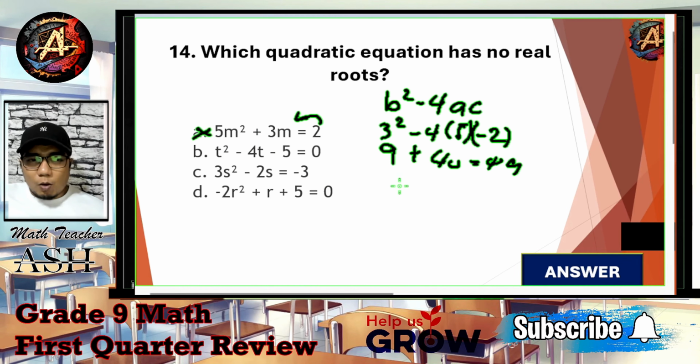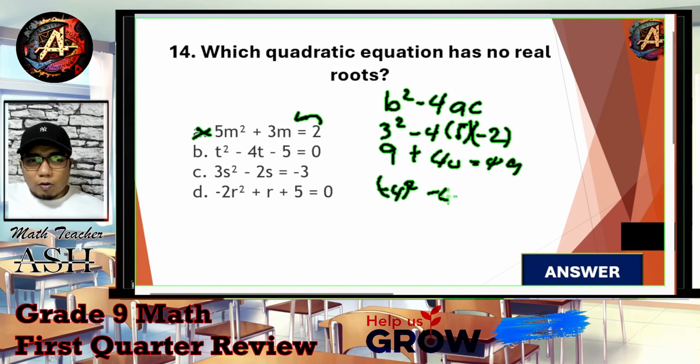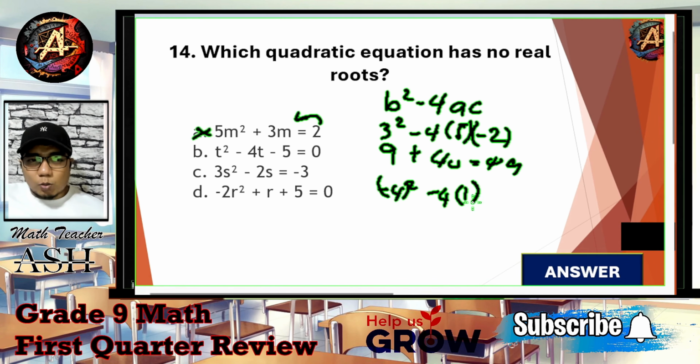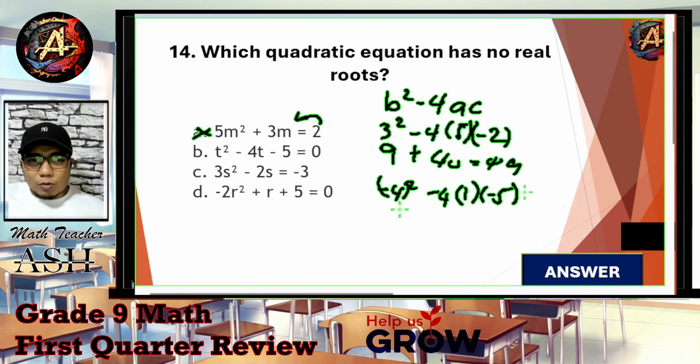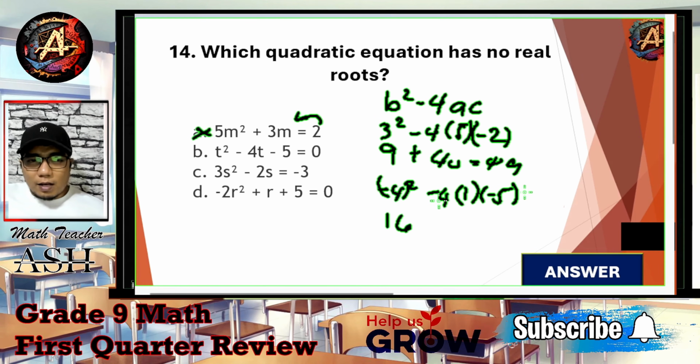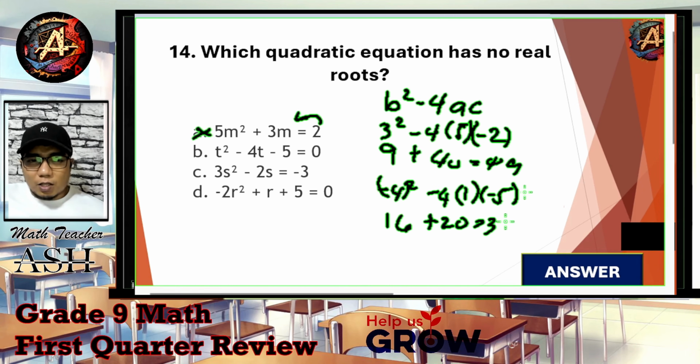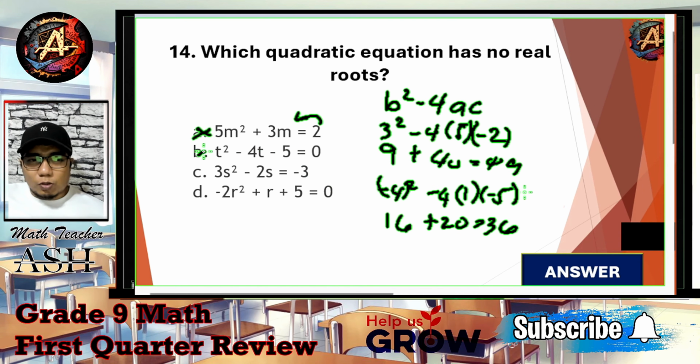For letter B, we have negative 4 squared for its b, and then minus 4. Our a is 1 and our c is negative 5. So that means this is 16. Negative and negative will be positive 20, giving us 36. So letter B is also wrong.